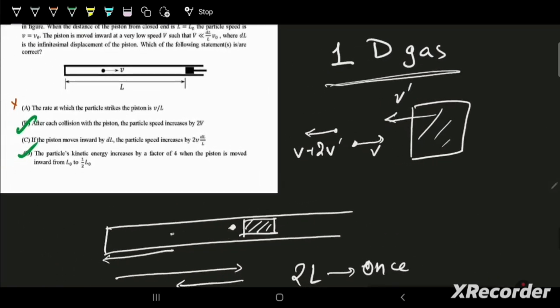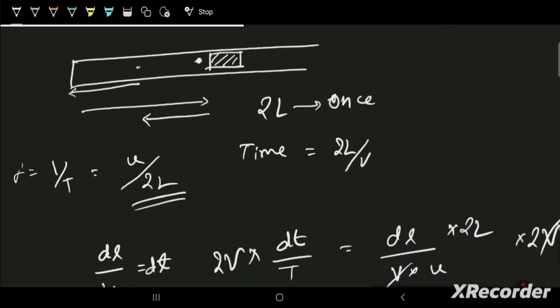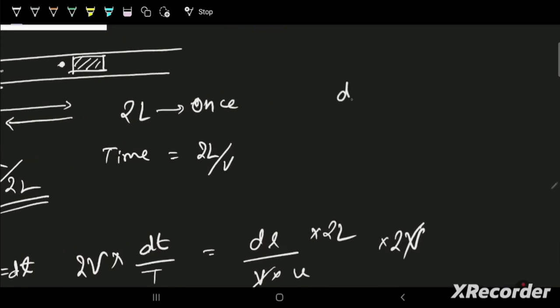Just a minute. Well, I guess here's some mistake I committed. It says the piston moves inward by dl. The particle speed increases by 2v dl by l. Now, how much time will be elapsed? Time elapsed will be dl by capital V, right?